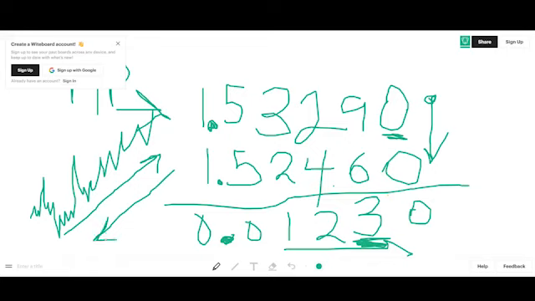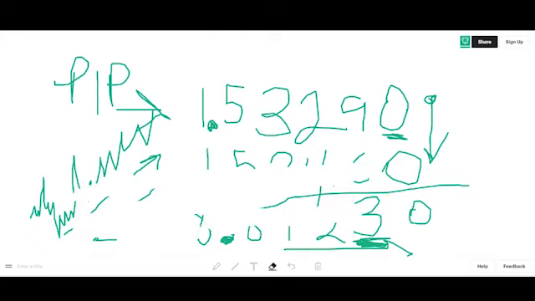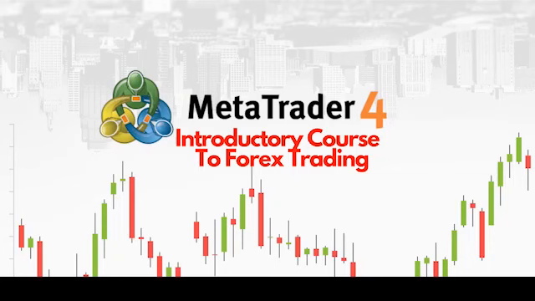Okay, let's do another example so that you can get it clearly. Let's wipe this out and do another example. I believe you're getting it, because the goal is for you to understand how to calculate pips so that it will be easy for you to trade. Let me clear out the screen.